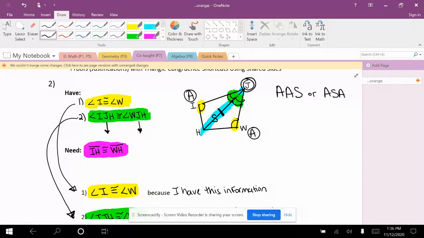This depends on if the side is between or in the middle of the angles.